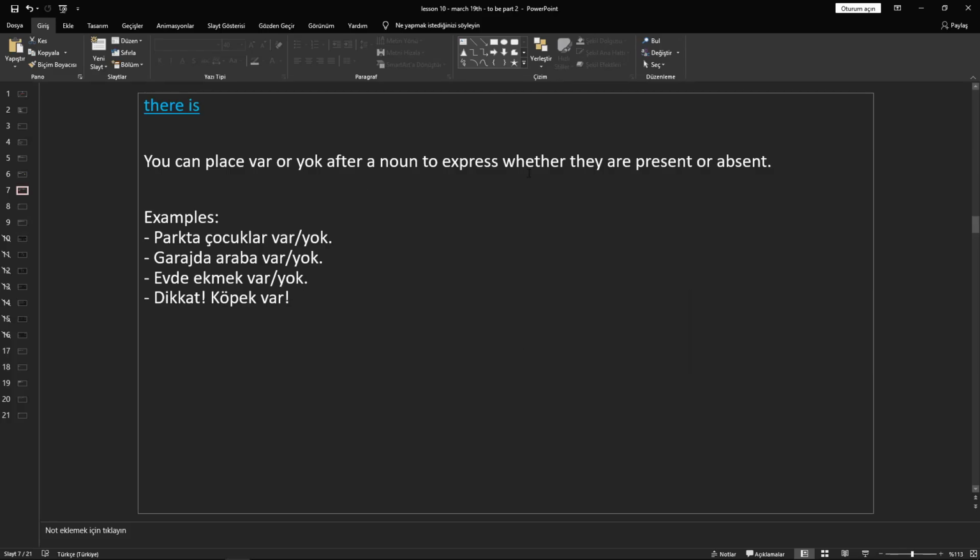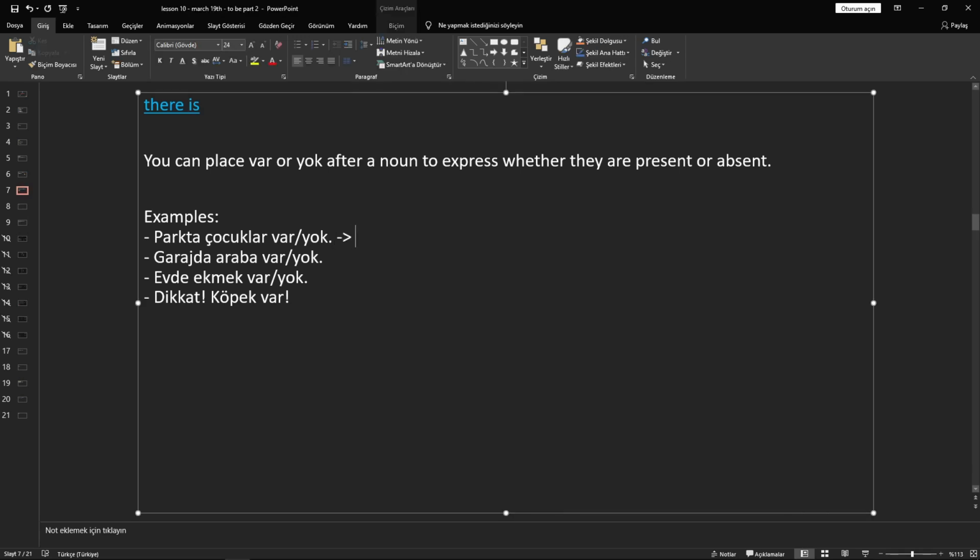I don't want to explain things that are already written. You can read it yourself, so I added examples directly. I will read them and try to explain how they are constructed. Parkta çocuklar var or yok. Parkta çocuklar. Park means park, it should be simple. Then çocuklar var. This ta here means the location, like we did in this lesson. It's the locative case. So in the park there are kids, or there are not kids.